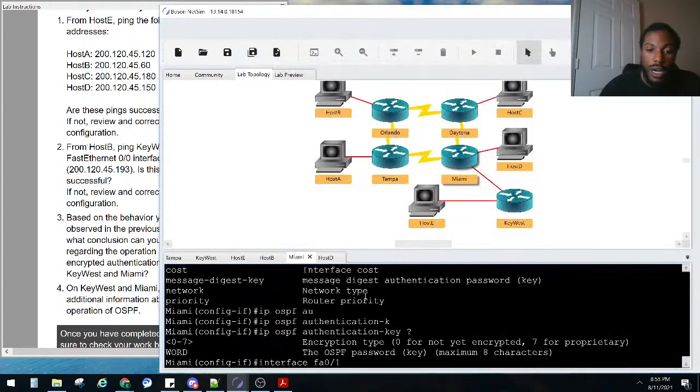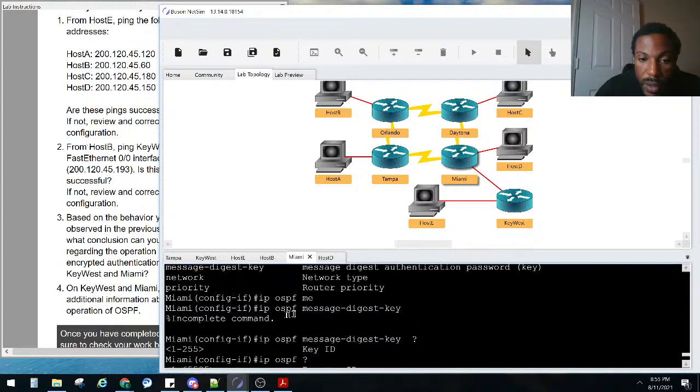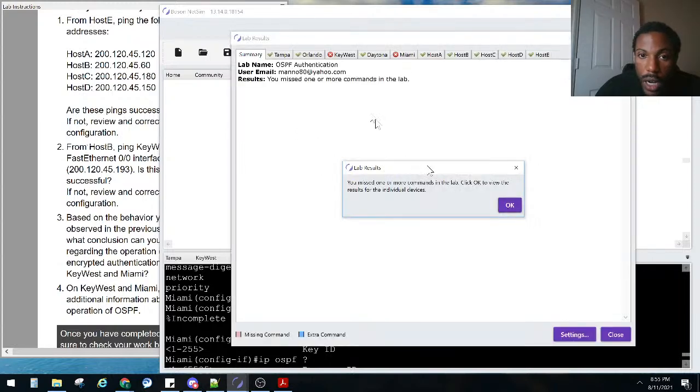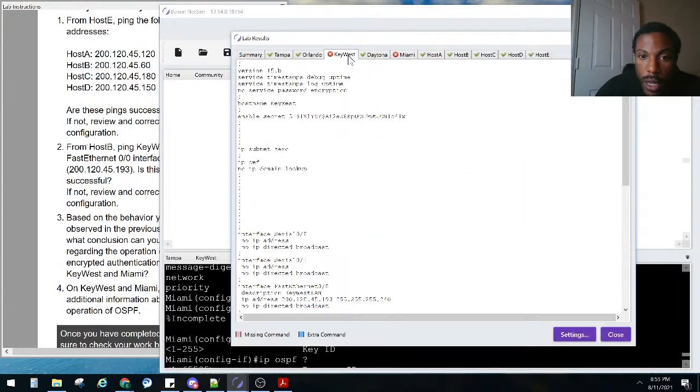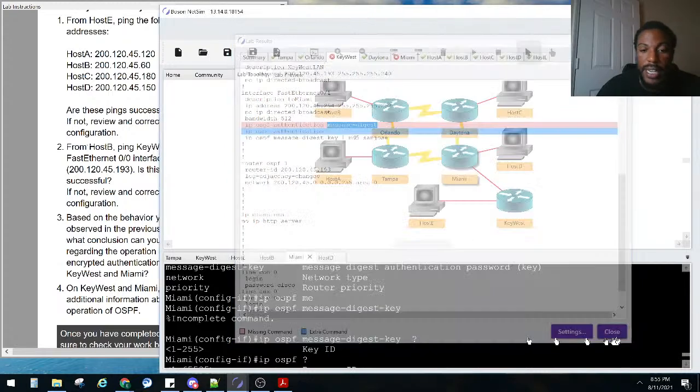So this is what I did earlier. Didn't I do that just now? Like right over here. See, IP OSPF message digest key. And then it said incomplete command. So what is missing there? Right? I said I tried to do this. IP OSPF message digest key. Let's just key real quick. And then we'll close this lab and we'll call it a night. IP OSPF. Oh, IP OSPF authentication message digest. That's what it is. I see what I'm missing there.